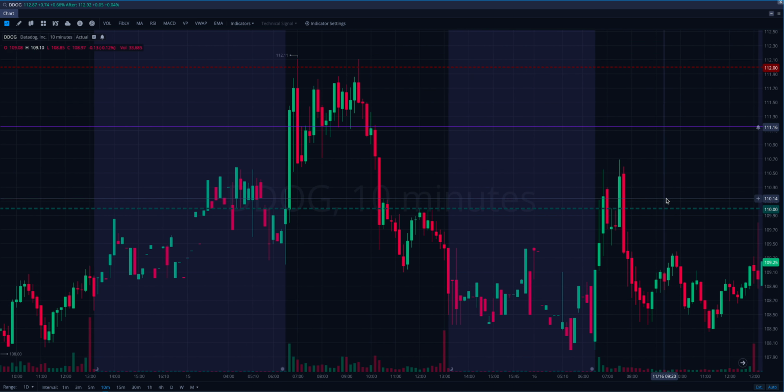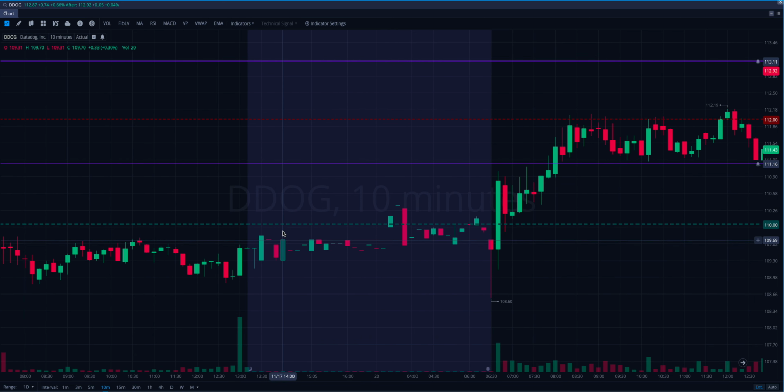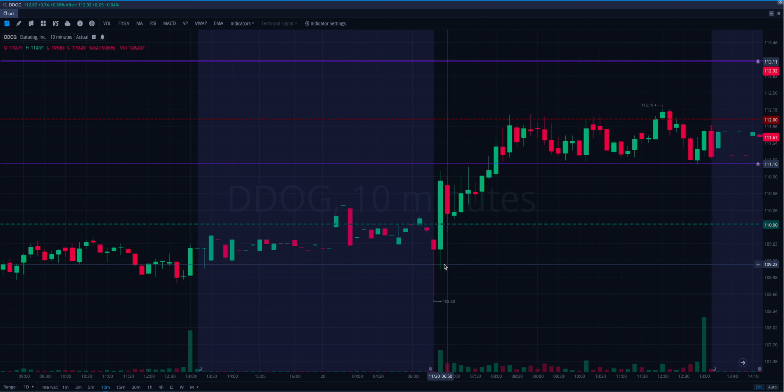And we can see that we're going to open really close to our level here. Right at 110 was our high from the previous day. You can see there. So that's our breakout level. And we're chopping around it in pre-market. DDOG's kind of a lower volume stock, a little spreadier. So you see these kind of weird candles in pre-market.